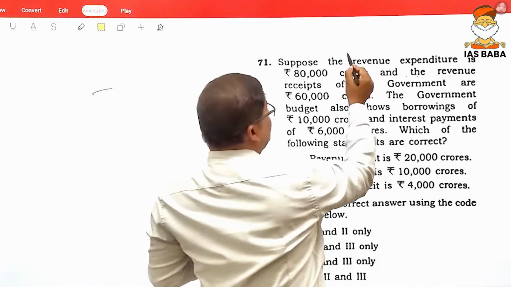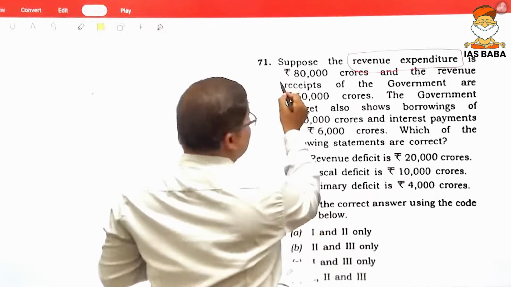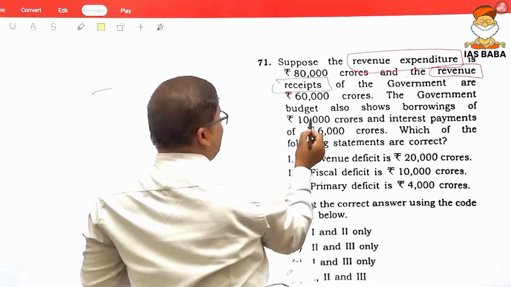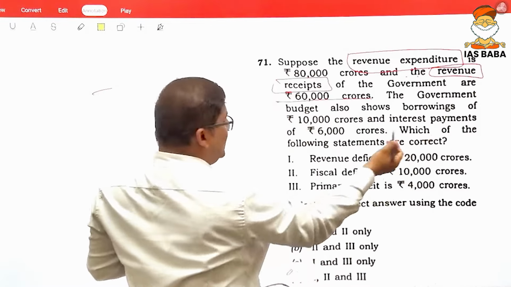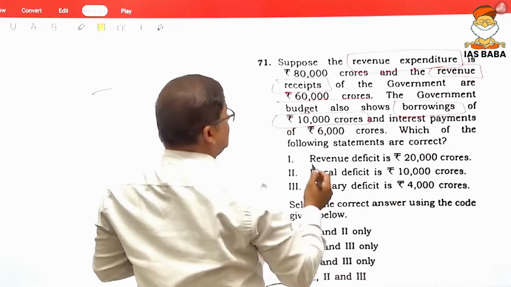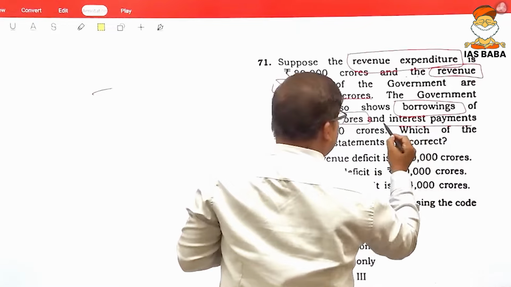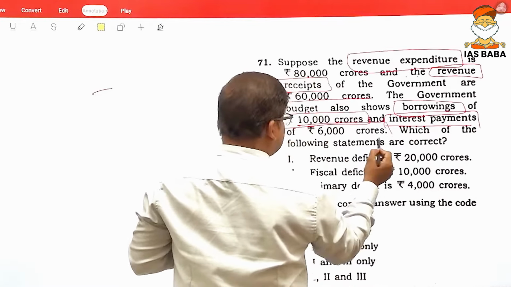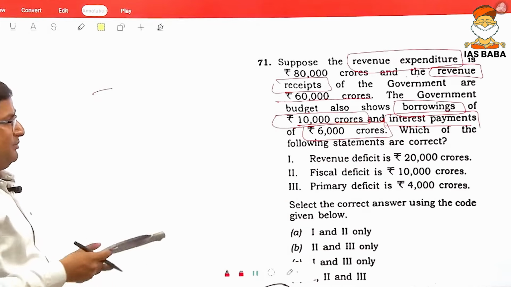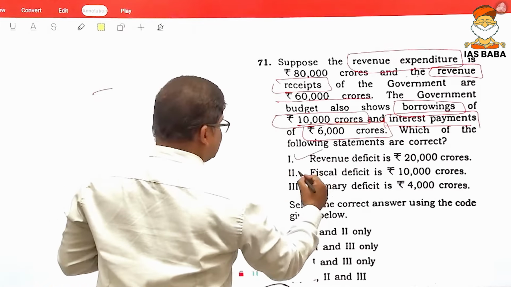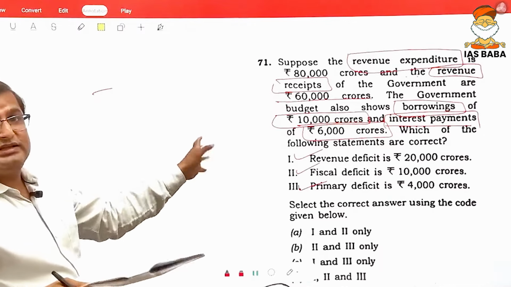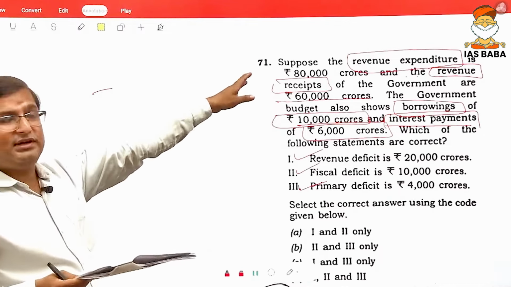See, revenue expenditure is given as 80,000 crore rupee. Revenue receipt is also given as 60,000 crore rupee. Government borrowing is also given as 10,000 crore rupee, and interest payment is also given as 6,000 crore rupee. Now they have asked you the concept: what is the revenue deficit, what is the fiscal deficit, and what is the primary deficit. See, revenue deficit can very easily be found out from these given data.